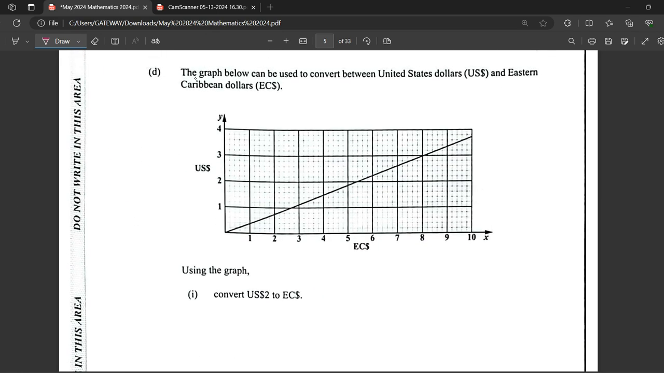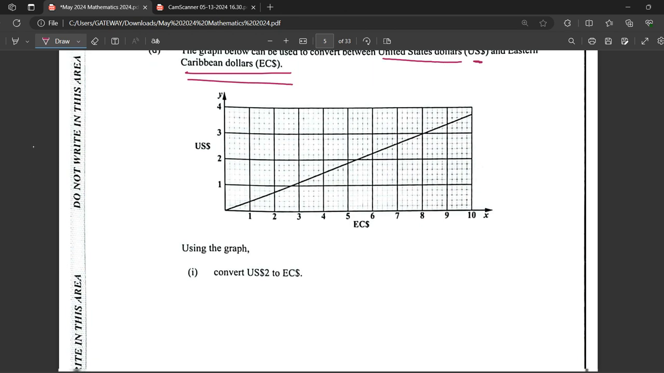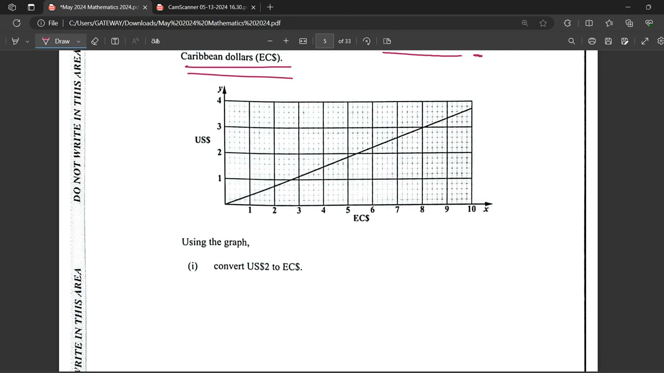So part D here now, they say the graph below can be used to convert between United States dollars, US dollars, and Eastern Caribbean dollars, EC dollars. Right? So you have money conversion here basically. So let's say using the graph convert 2 US dollars to EC dollars. So you have to read off this. This is a read off. Right? So you look on your y axis here, you have US dollars. You want to convert 2 US dollars to EC dollars. On your x axis, you have EC dollars. So you just draw a line here using your ruler, of course.